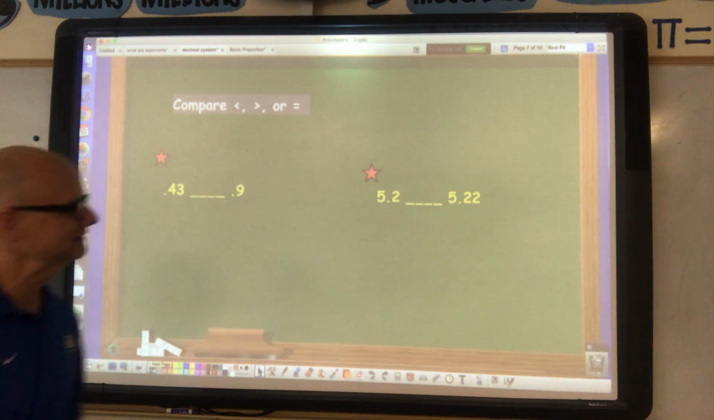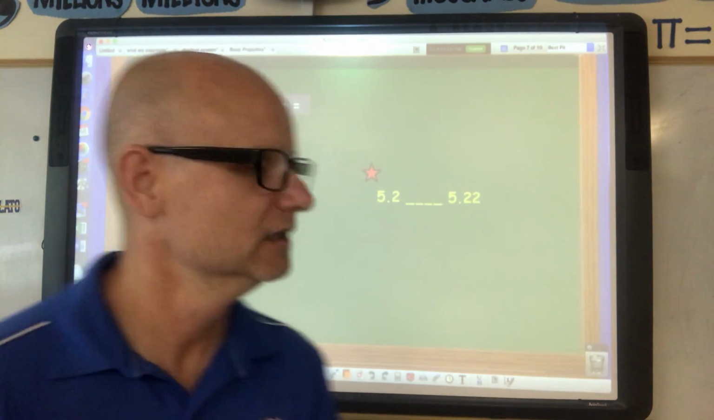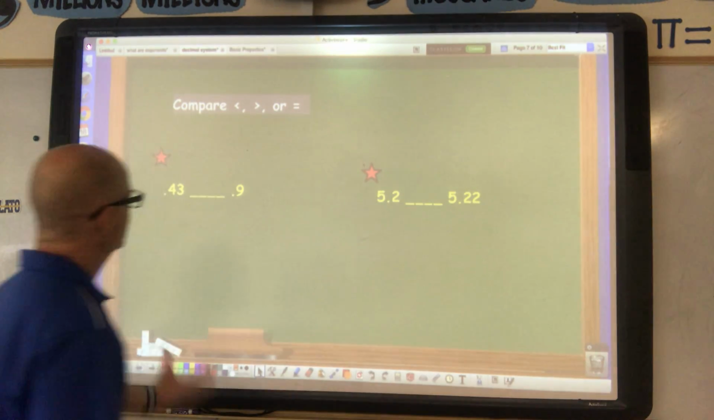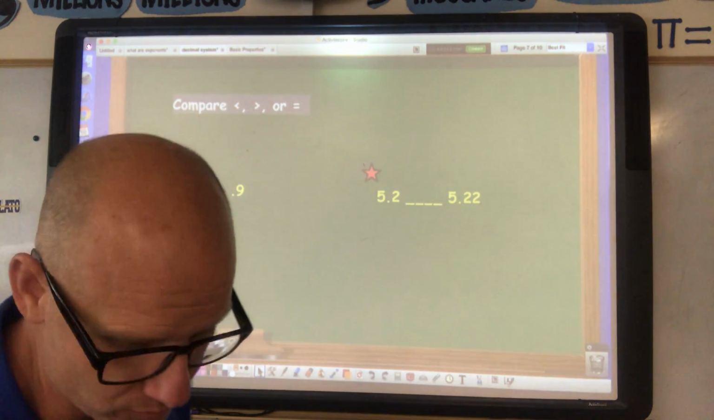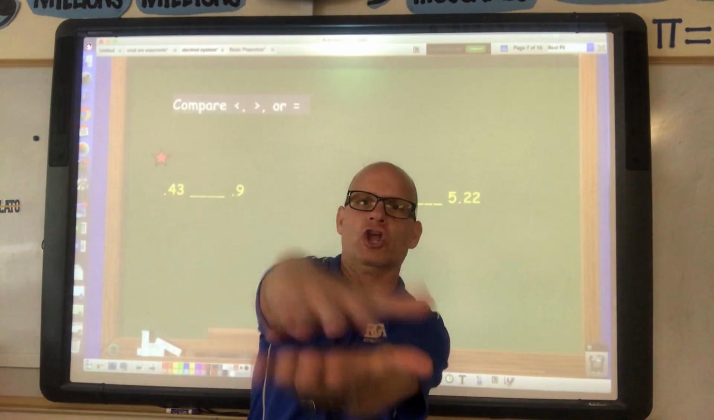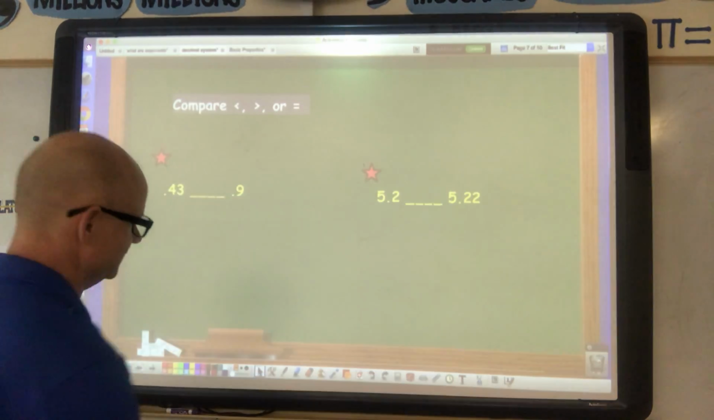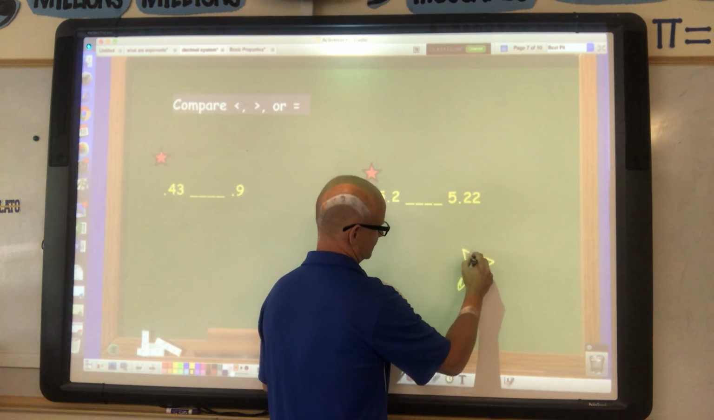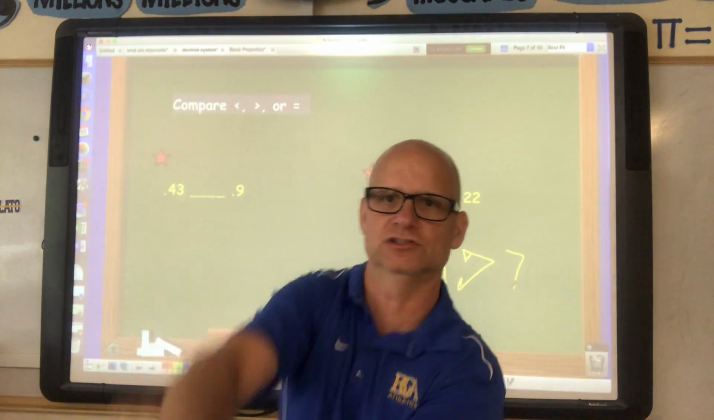And then the last thing, I keep saying the last thing. No, there's one more thing after this thing. Gosh. All right, so now you're just comparing which one is bigger. And remember, the alligator eats the bigger number. The alligator always eats the bigger number, right? You guys remember that, like back in 2nd grade? See, 9 is bigger than 7. The alligator always eats the bigger number.